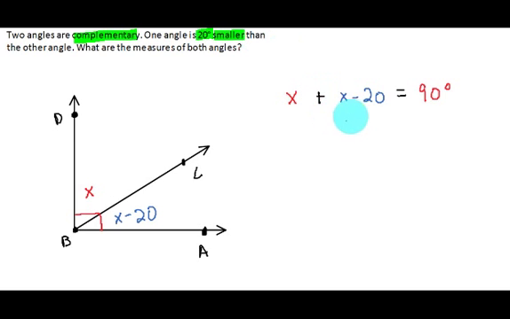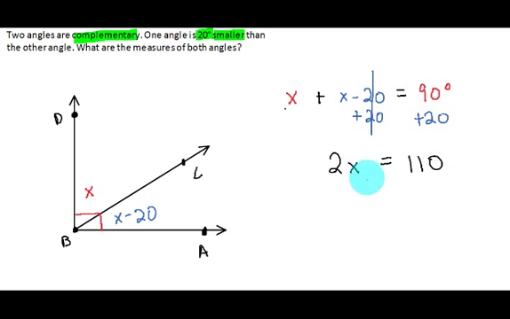I've got to ask myself, how can I isolate these variables? Well, there's a couple of things I can do. The first thing I want to do is put 20 on the other side. So how do I undo subtraction of 20? I've got to add 20. If I do it to this side, I've got to do it to the other side. So I know the opposites will cancel out. And I'm left with, well, I see an x here, and I see another x here. Well, that's really two x's. So I'm going to add them together. And I have 2x is equal to, well, 90 plus 20 is 110.